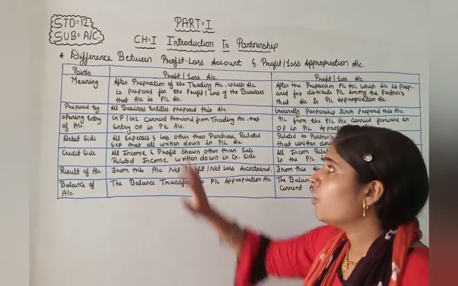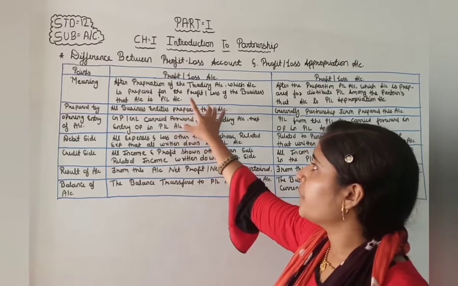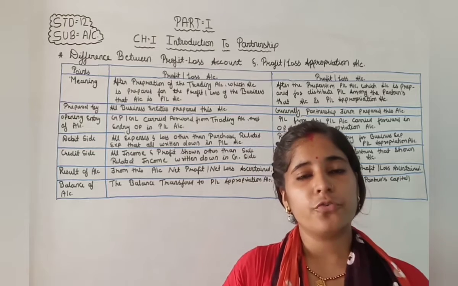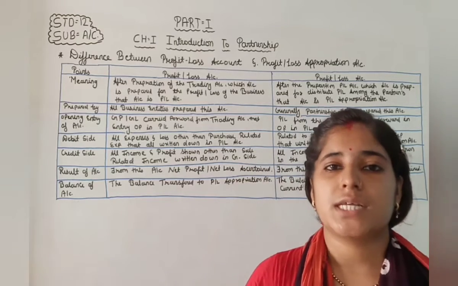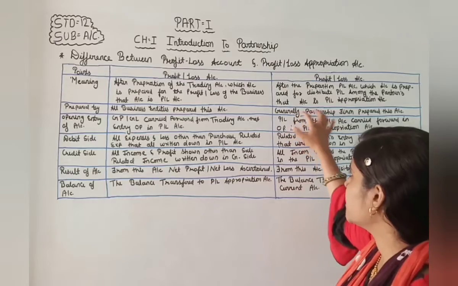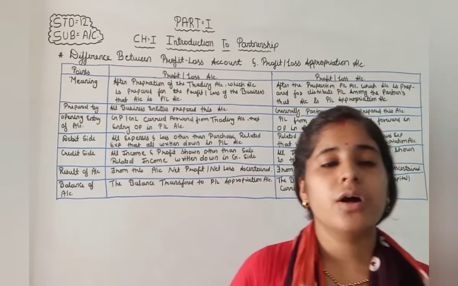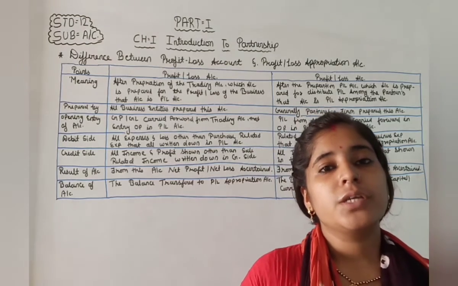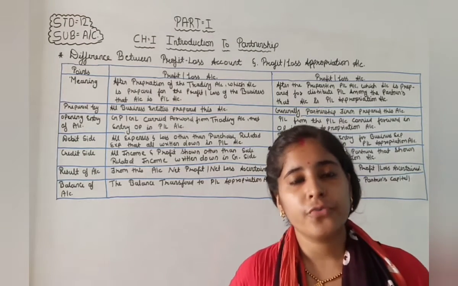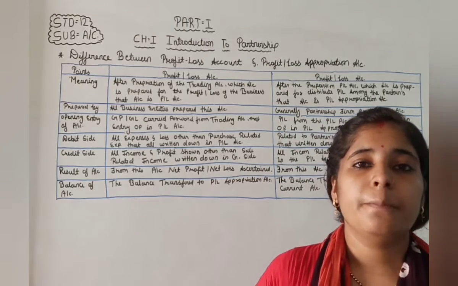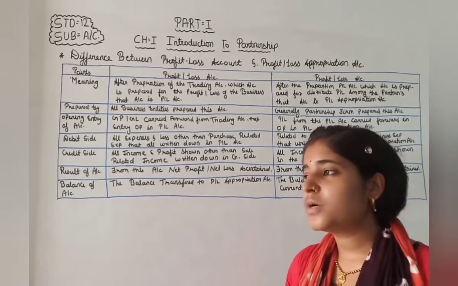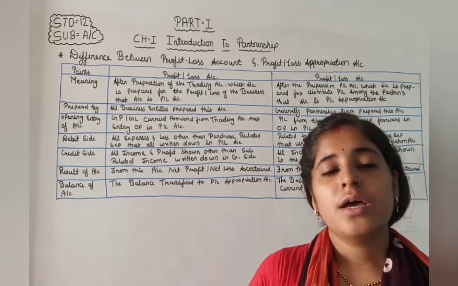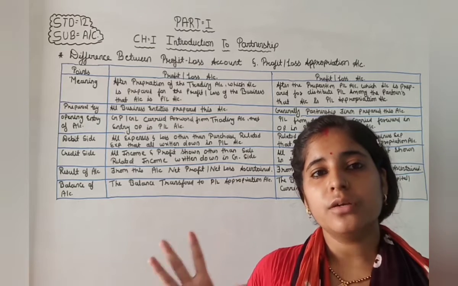All business entities prepare the profit and loss account to check the net profit and net loss of the business. Generally, a partnership firm prepares the profit and loss appropriation account. It distributes the divisible profit and loss among the partners, in a predetermined proportion or rate.